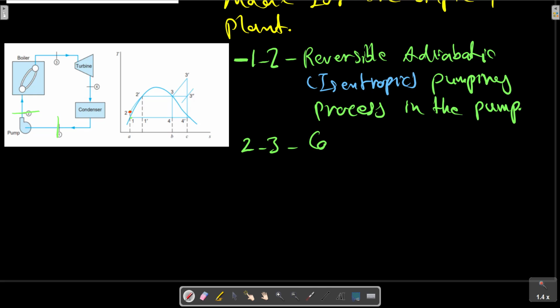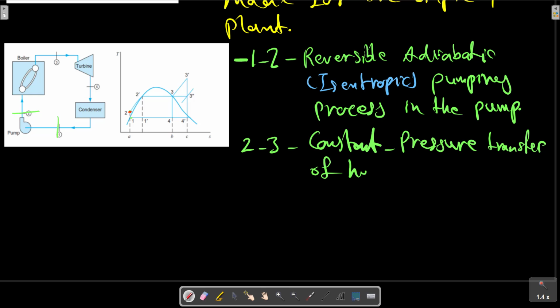Process 2 to 3 is constant pressure transfer of heat in the boiler. This process is constant pressure, and also in the diagram it is in this part.